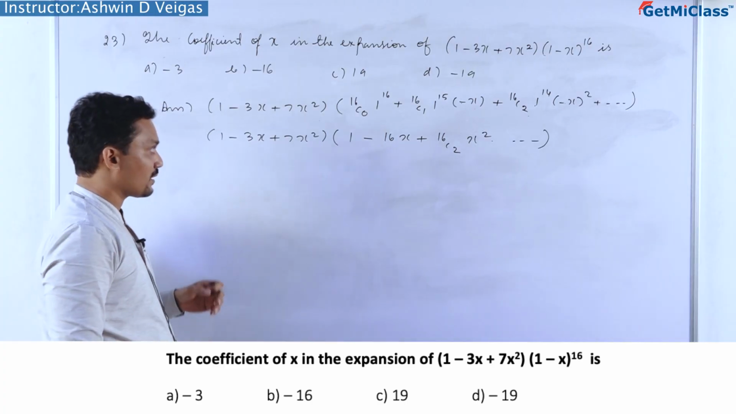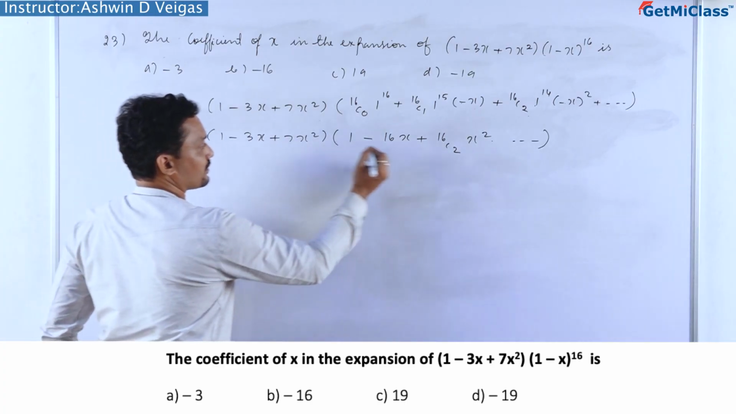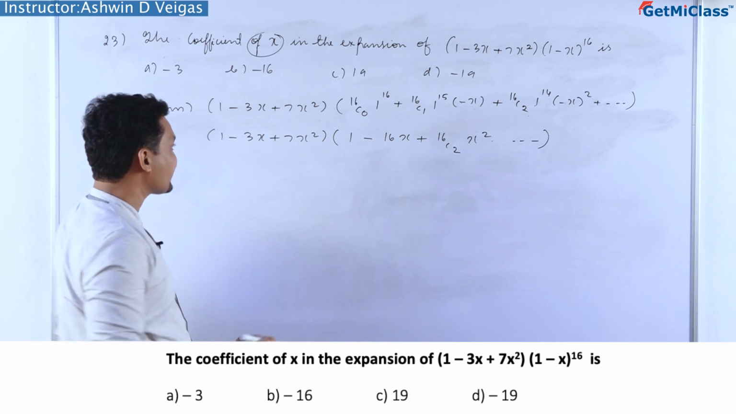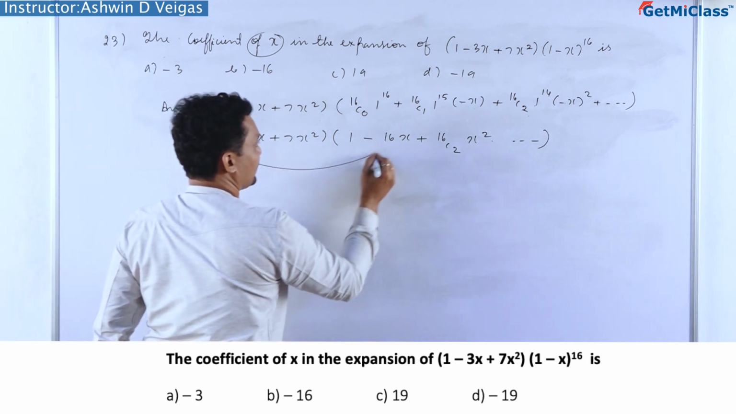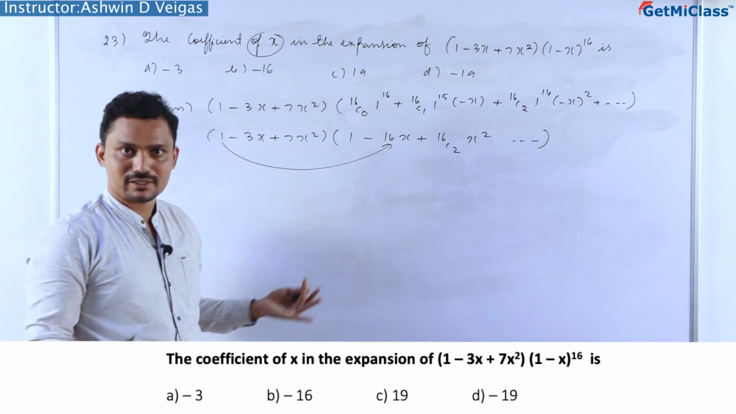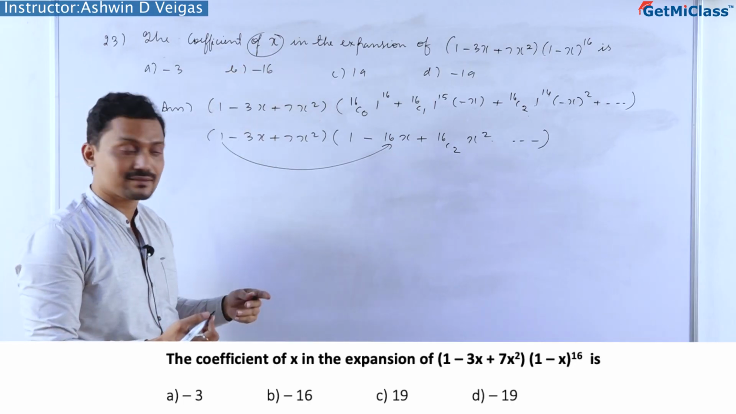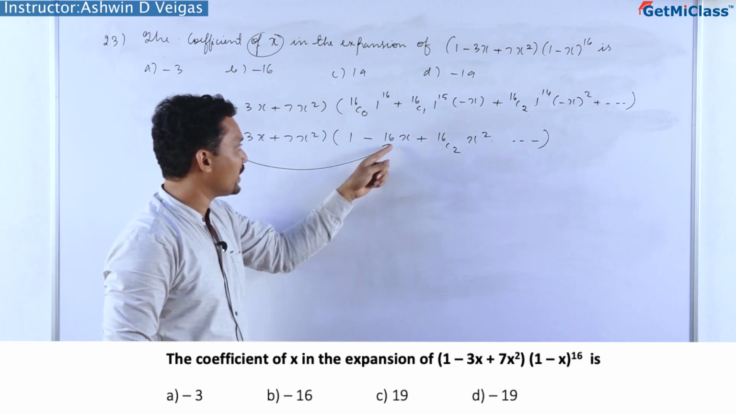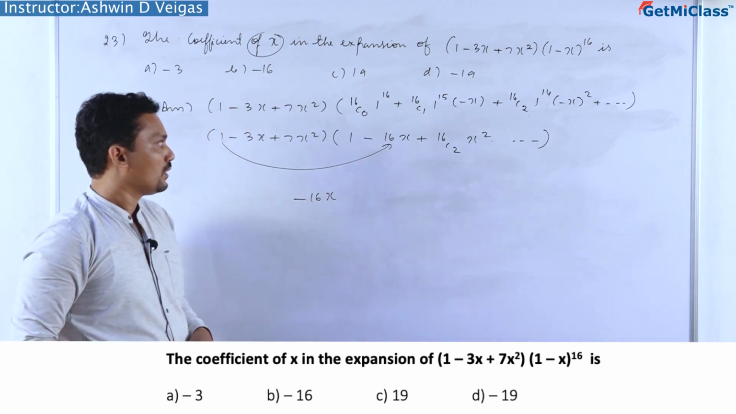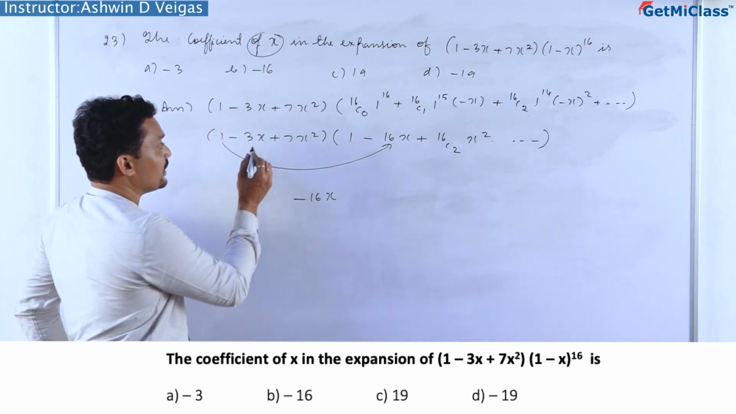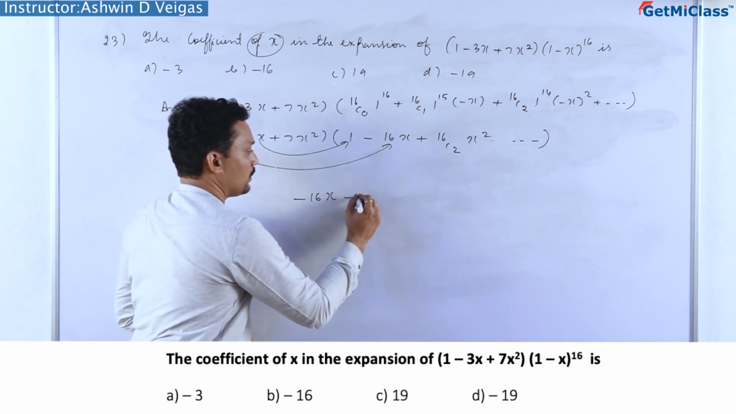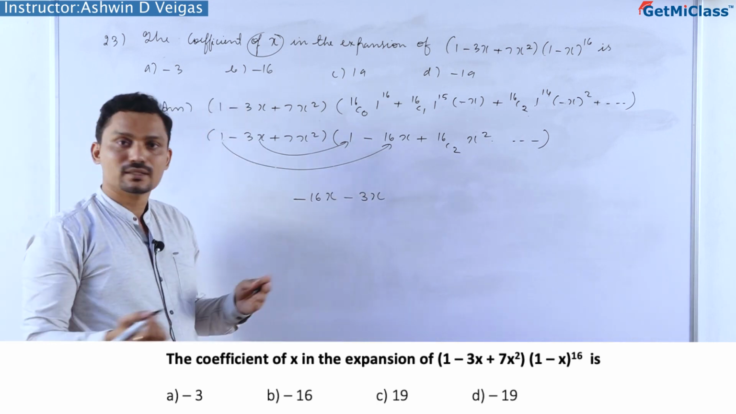Now, x comes when, you look at this carefully, we want only the coefficient of x. So, x comes when this 1 multiplies with this. We are not going to do all kinds of multiplication because that is not needed for us, we want only the coefficient of x. So, when 1 gets multiplied with minus 16x, we will get minus 16x. Next, x comes when the second term gets multiplied with this: minus 3x into 1 will get minus 3x, and there is no other x you are going to get.